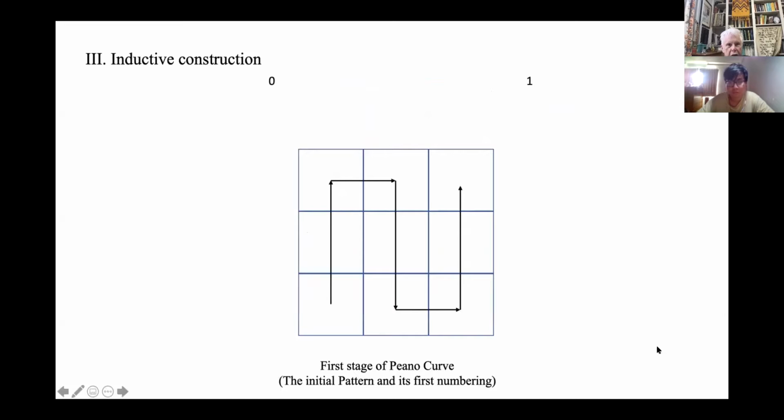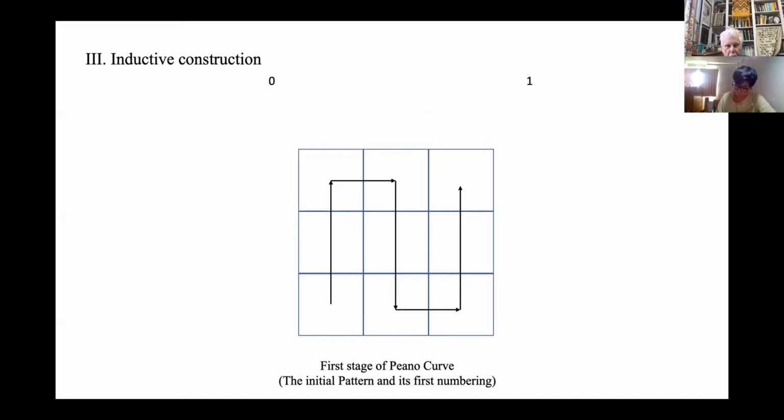And then this will begin an inductive construction. And the inductive construction is going to inductively label all of these triadic subsquares. So you are going to label, that's what the induction does. It tells you how to label all of the triadic subsquares.